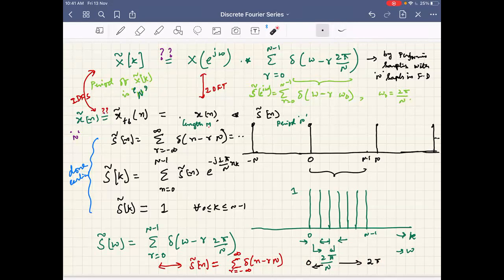So what will happen in the frequency domain is that these will keep repeating. Yes or no? Here, if I see, capital N is one period. So the period here is capital N. One period.